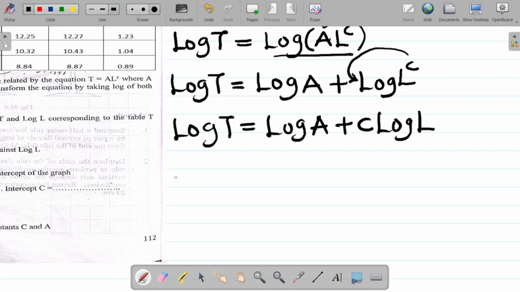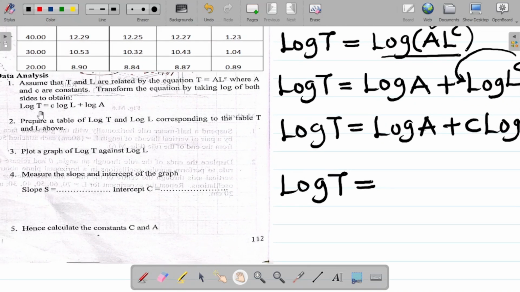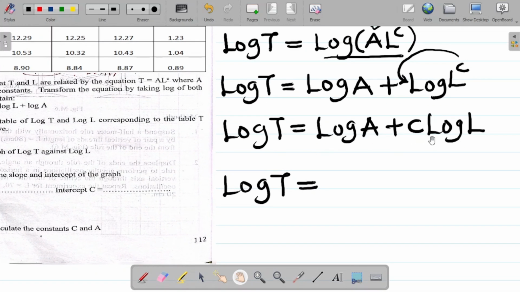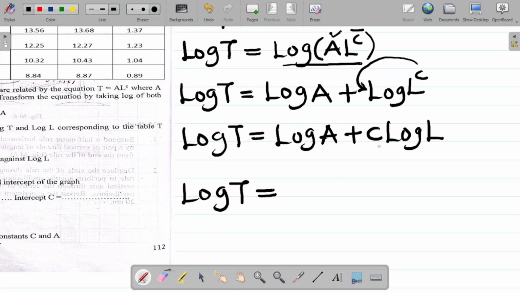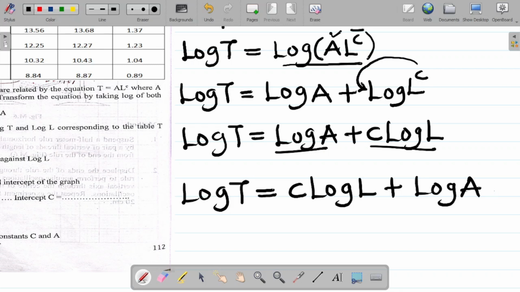From here, I'll now have that log T is equal to, if you look back at this, they said log T is equal to C log L plus log A. But I'm having log A plus C log L. They're the same thing. All I have to do is to rearrange. So I'll just bring this one first. That becomes C log L plus, bring this one next, log A. So with this now, I have answered that question. All right, so that's the solution to that one there.